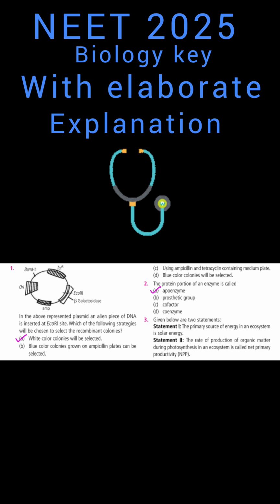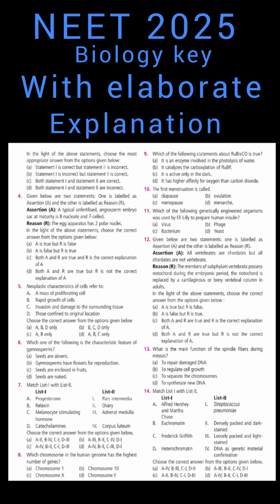Next, given below are two statements. Statement 1: the primary source of energy in an ecosystem is solar energy. Statement 2: the rate of production of organic matter during photosynthesis in an ecosystem is called net primary productivity. In the light of the above statements, choose the most appropriate answer from the options given below.